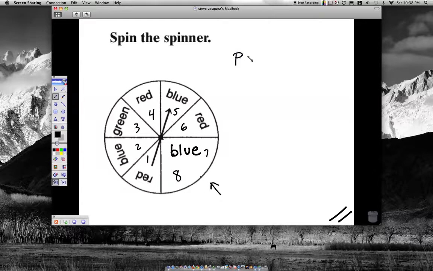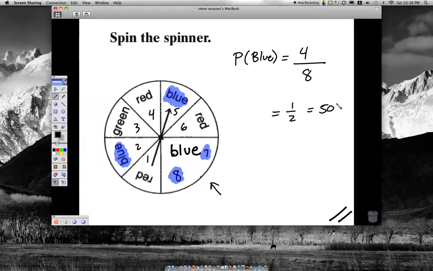So if I want to figure out the probability of blue, I'm going to go ahead and count up and find that I have 1, 2, 3, 4. So the probability of blue is 4 out of the total number, which is still 8, which makes 1/2, which is also 50%.